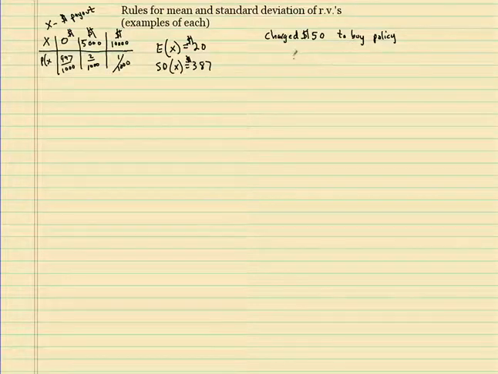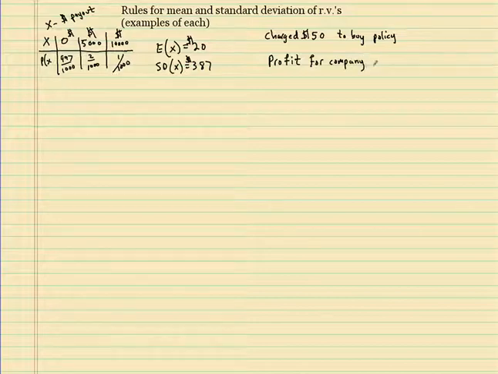So then the profit for the company. Now remember, this is per policy, per person. Profit for company per policy is $30.